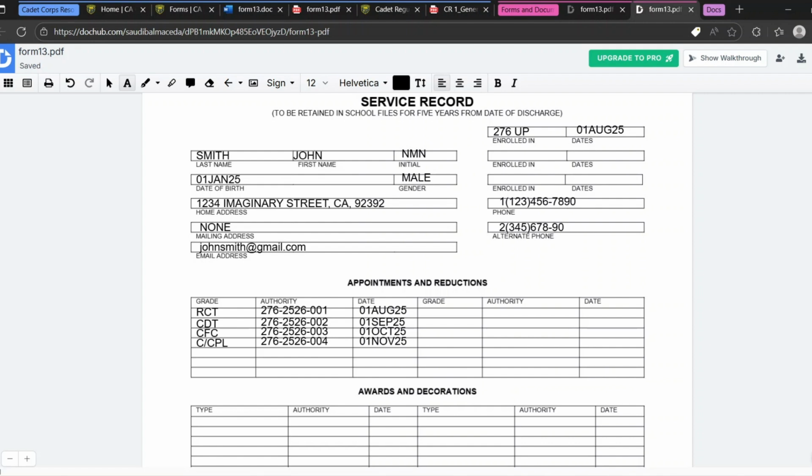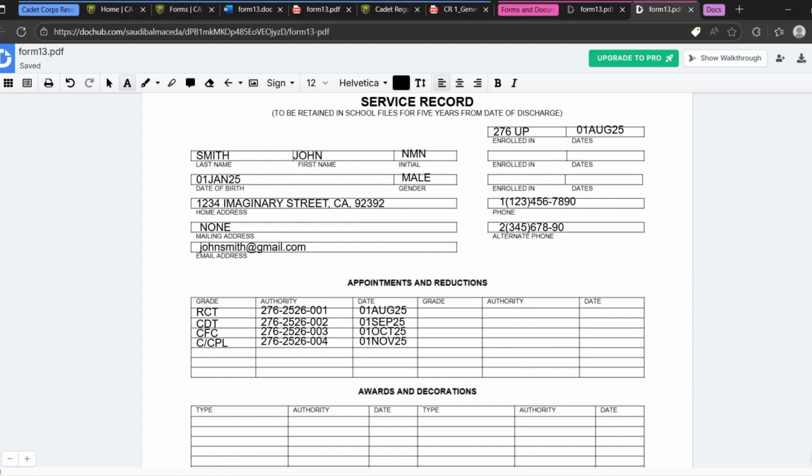When it comes to appointments and reductions, in the grade, you would put the rank that you have been promoted or demoted to. For example, in this cadet's service record, we are putting their promotions all the way from recruit to cadet corporal. So for the authority number, this will be the number at the top of the order written by your S1. So for example, it will always be in the format of brigade, battalion, or if the example we are talking about is a 10th Corps order, it will be that number.